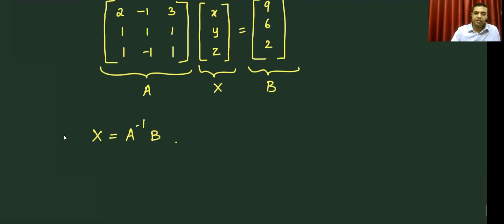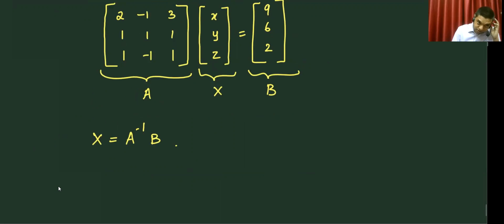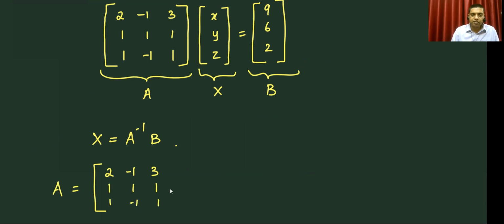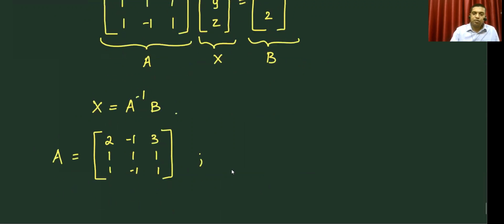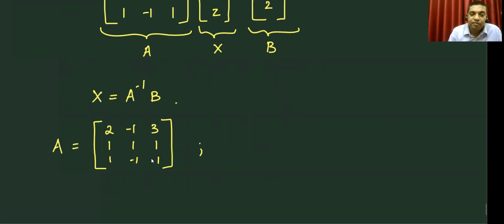So we need to find A inverse. So A is this: 2 minus 1 3, 1 1 1, 1 minus 1 1. Now we have to find the adjoint of A. So for that we'll find the minors first.